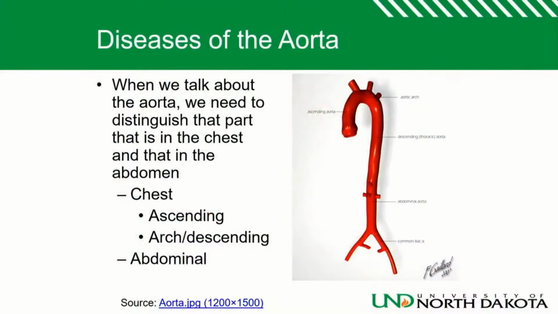When we talk about diseases of the aorta, we should distinguish the particular portion of the aorta that we're talking about. You see the diagram to your right, where the aorta starts just at the aortic valve. It goes up into the top of your chest, then the back part of your chest, down into your abdomen, and eventually it splits and goes into the arteries that go into the legs.